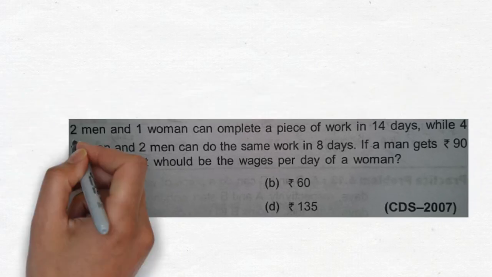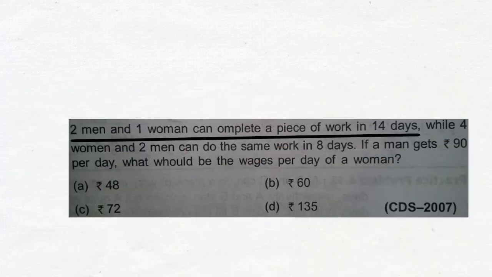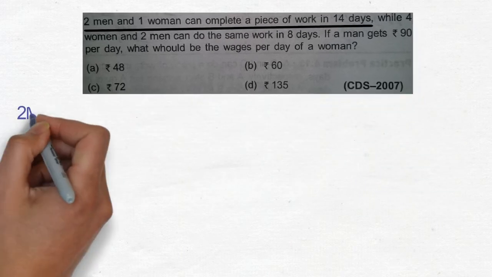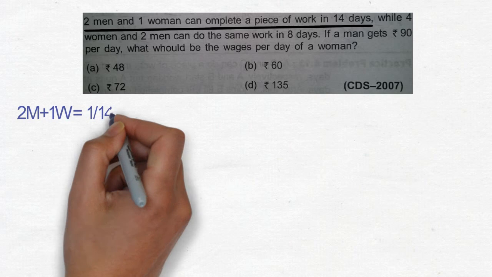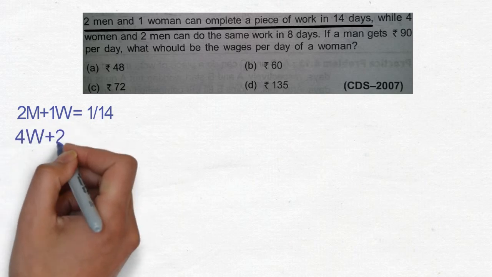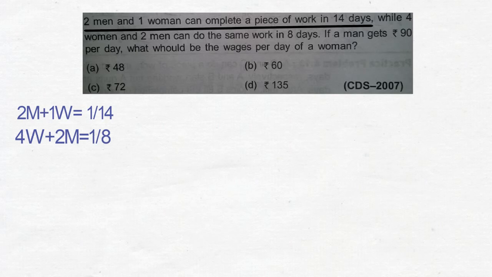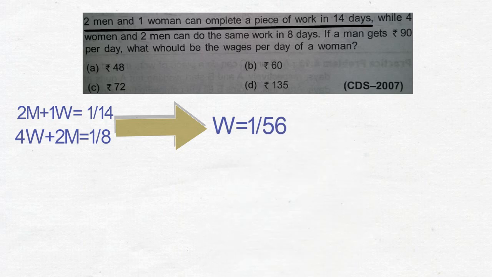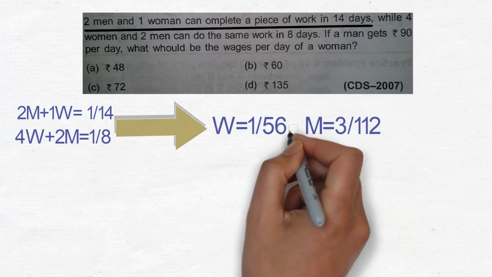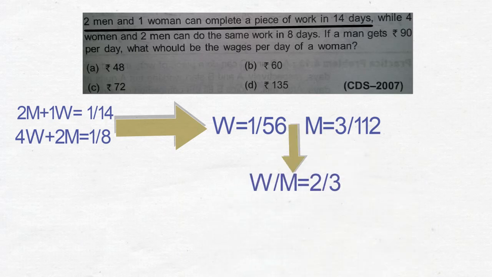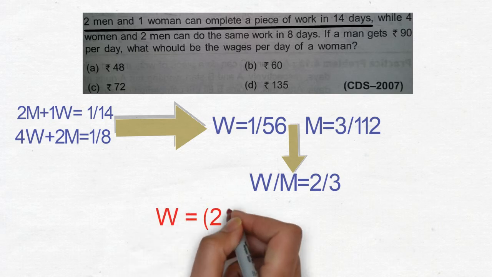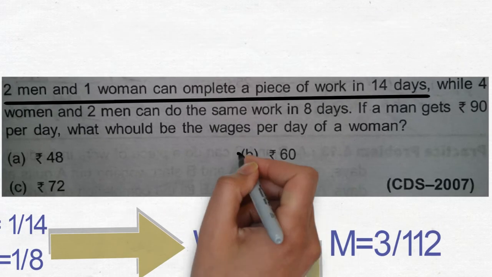It is given that 2 men and 1 woman can complete a piece of work in 14 days. So the work done by them in 1 day will be 1 divided by 14 of total work. So we can write 2m plus 1w equals 1 by 14. Similarly, 4w plus 2m equals 1 by 8. Solving these two equations, we get w equals 1 by 56 and m equals 3 divided by 112. Now the wages should also be divided as per the work done by them in a day. Hence a woman should get 2 divided by 3 multiplied by 90 rupees, which equals 60 rupees.